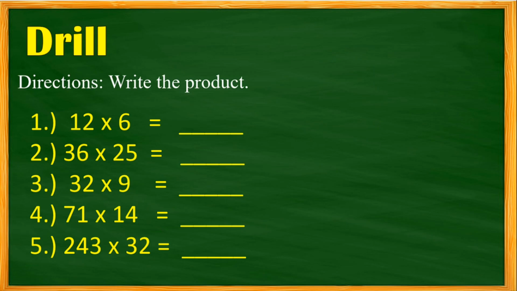For number 1, 12 multiplied by 6, the answer is 72. For number 2, 36 multiplied by 25, the product would be 900. 32 multiplied by 9, the product would be 288. And 71 multiplied by 14 is 994. And then for number 5, 243 multiplied by 32 is 7,776. So that would be the correct answer.